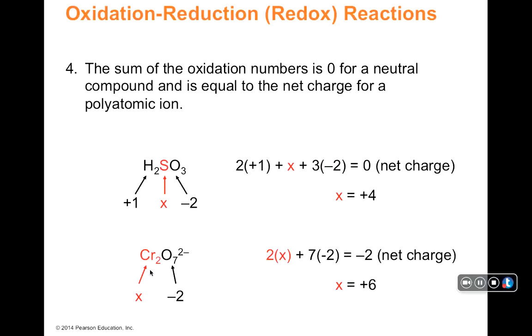This is what I mentioned before. The sum of the oxidation numbers is 0 for a neutral compound and has to be equal to the net charge for a polyatomic ion.